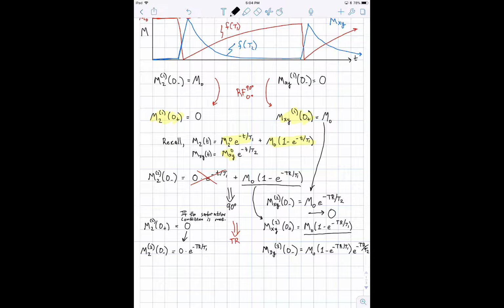And then it got a little crowded, so I'll write it underneath here. Plus this return to equilibrium term, right? It's always the same return to equilibrium term. You just have to figure out how much time. And so we still have an M naught times 1 minus e to the minus what? We're going from, I didn't show you the diagram, but from event 2 out to event 3. Yep, e to the minus TR over T1.